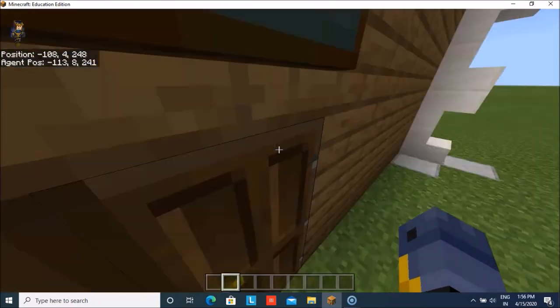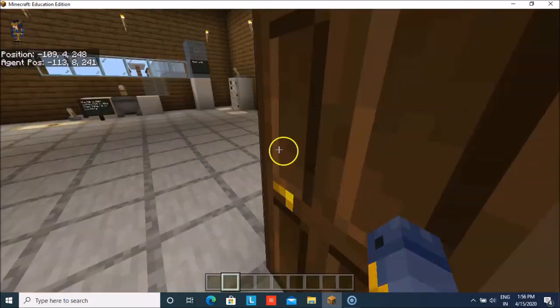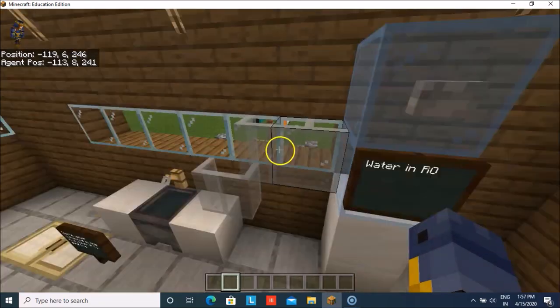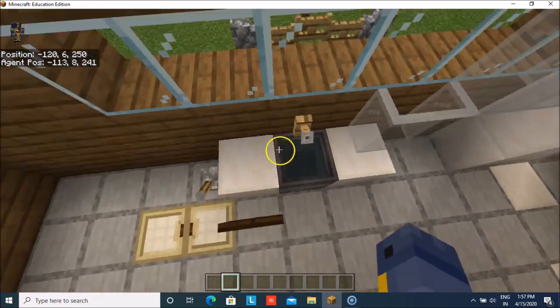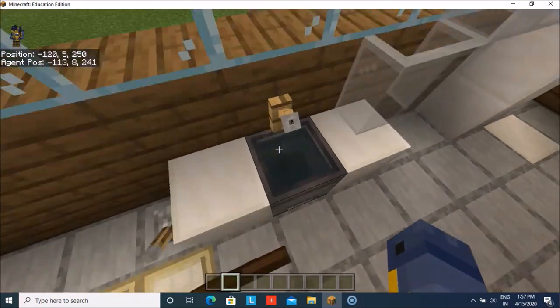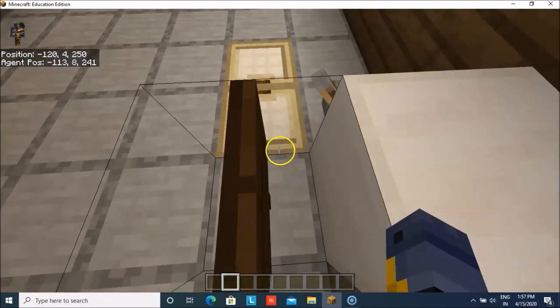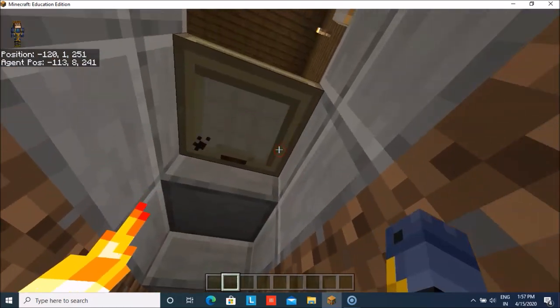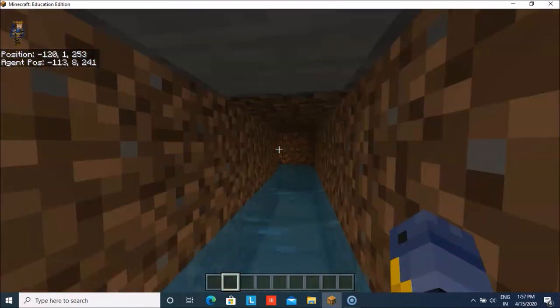First of all, we'll enter the house. As you can see, the water is here in the RO. And the water that has been left over by the tap running is being collected in this area. So let me show you what happens to this water.